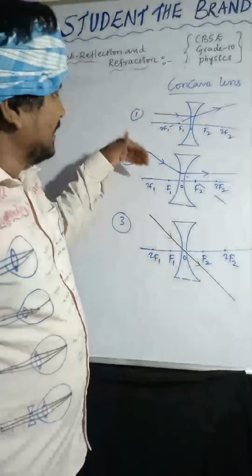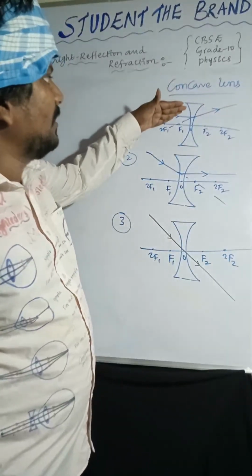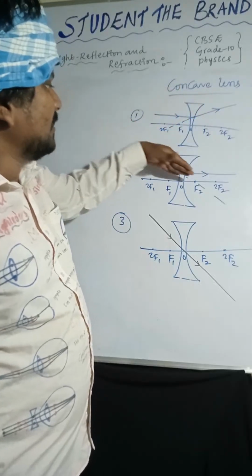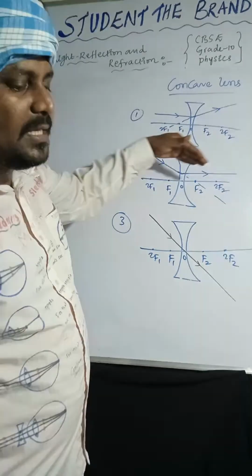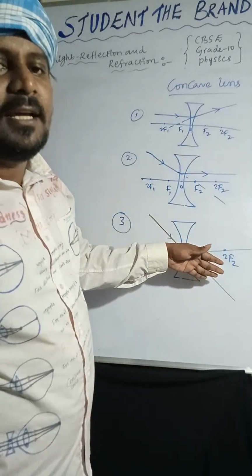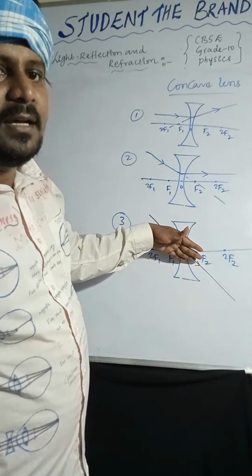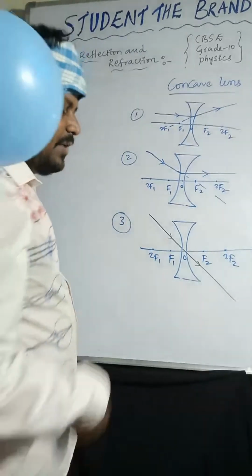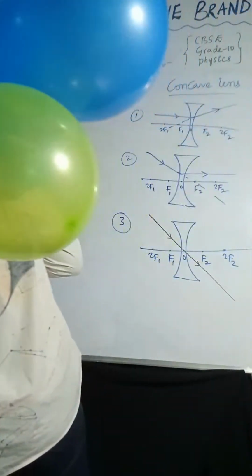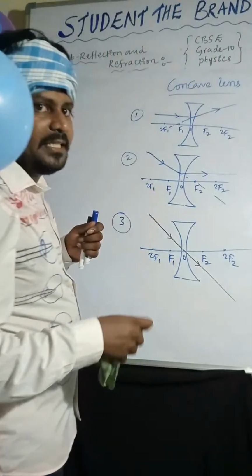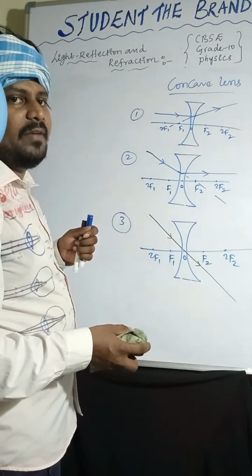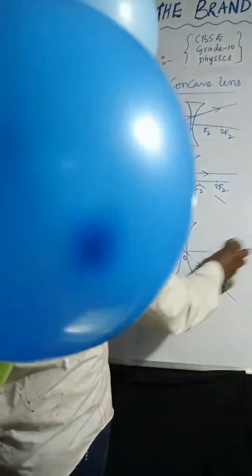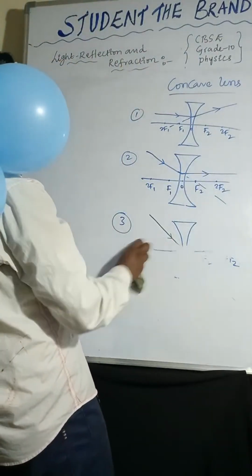Once again, in this case, a light ray passing through focus, after refraction, becomes parallel to the principal axis. A light ray passing through optic center, no deviation takes place. So this is about concave lens image formation. Now we will discuss convex lens image formations.